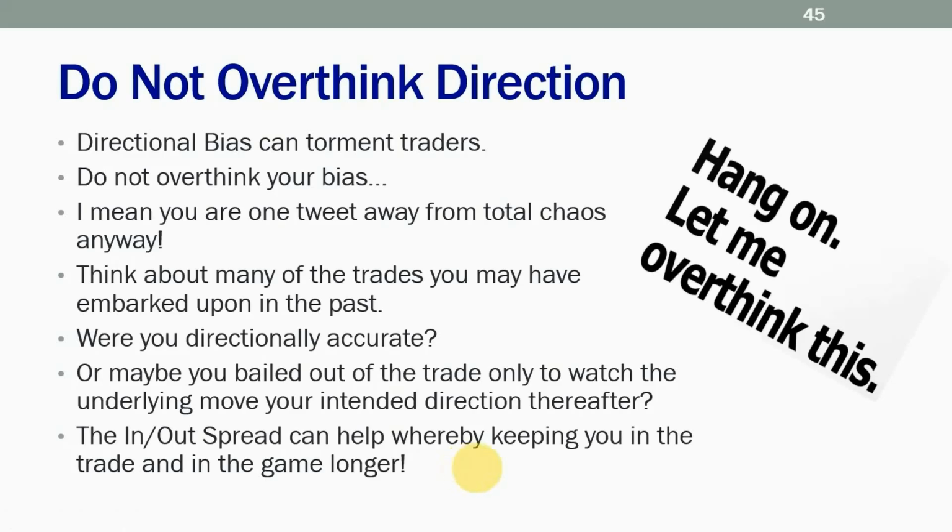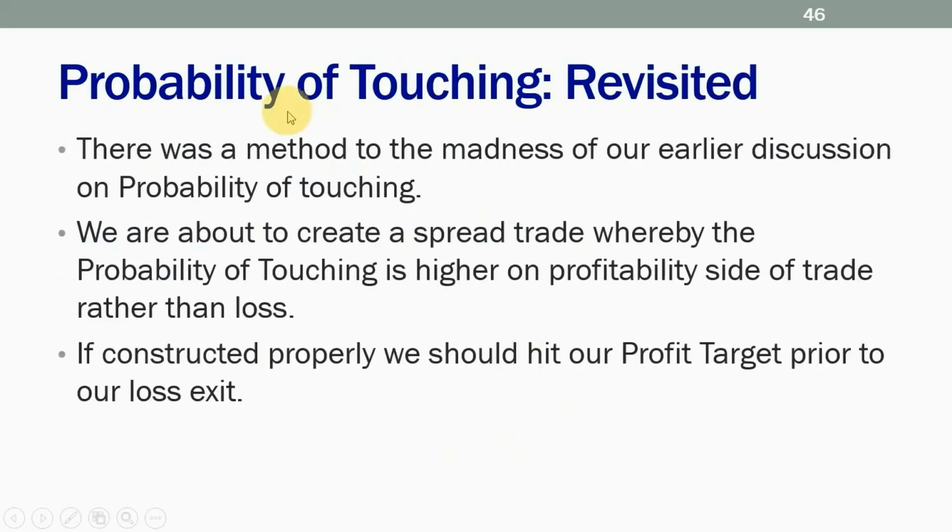So you're going to hear terms now, probability and profitability, almost used interchangeably, because probability of touching is now revisited. There was a method to the madness of our earlier discussion on probability of touching. So we're about to create a spread whereby the probability of touching is higher on the profitability side of the trade rather than loss. So what I'm saying is, if constructed properly, we should hit our profit target prior to our loss exit.